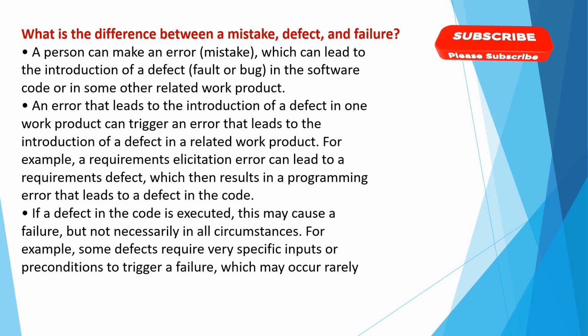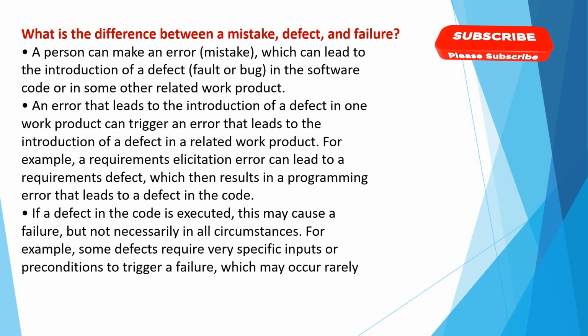What is the difference between a mistake, defect, and a failure? Okay. A person can make an error which can lead to the introduction of a defect in software, code, or in some other related work. An error that leads to the introduction of a defect in one work product can trigger an error that leads to the introduction of a defect in a related work product. For example, a requirement elicitation error can lead to a requirement defect, which then results in a programming error that leads to a defect in the code.